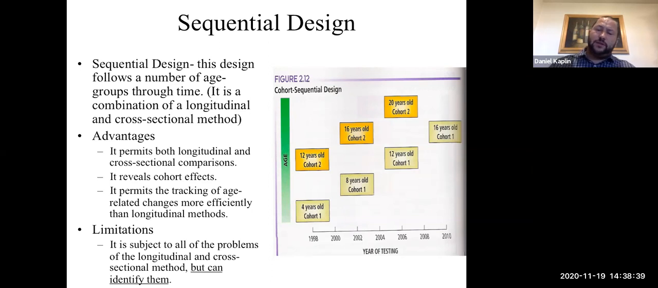It also allows you to determine whether there are cohort effects, and it allows you to determine when development takes place. The biggest challenge with even a sequential design is that it still can't eliminate the cohort effect. It has all of the problems of the longitudinal design too, but you can identify them if they're present. So it doesn't get rid of the problems, it just allows you to detect them better.